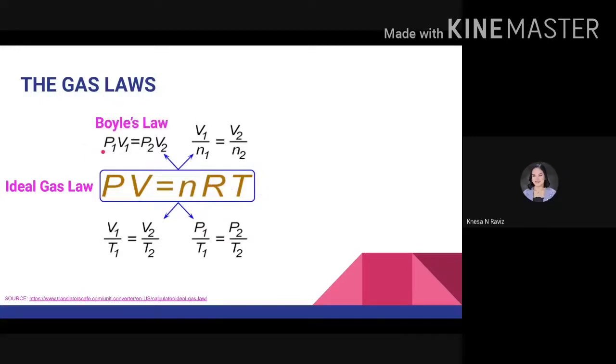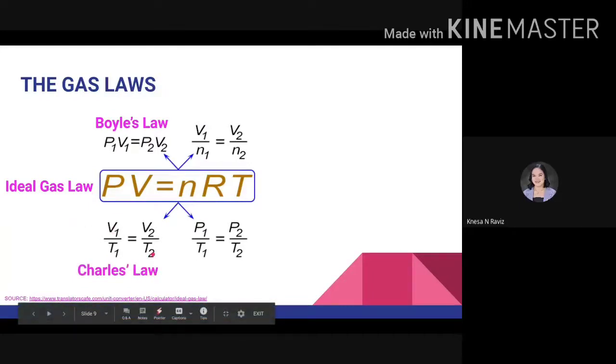For Boyle's law, remember that it states that the pressure is inversely proportional to the volume. So how would we remember the equation for Boyle's law? If we look at the ideal gas law, pressure and volume are found on the same side of the equation, on the left side of the equal sign. And so for the Boyle's law equation, it would involve multiplication. Initial volume times initial pressure equals final volume times final pressure.